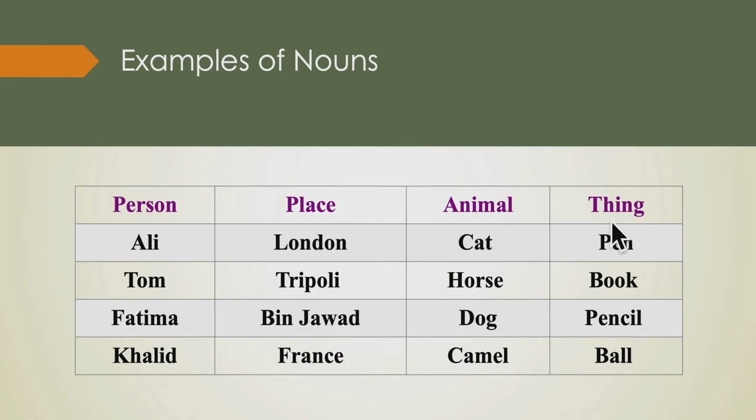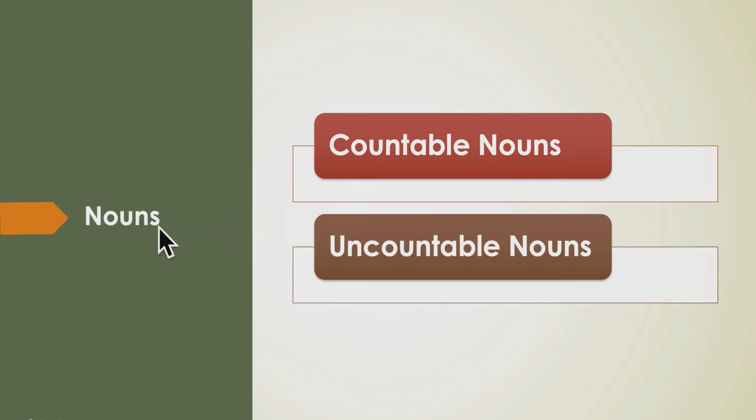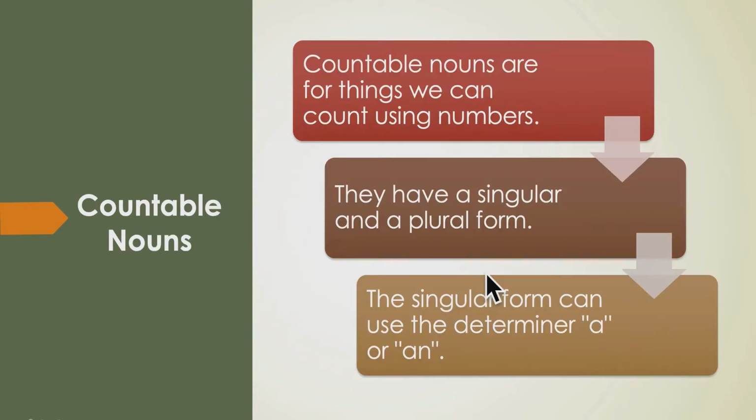We move on to the next. We have types of nouns. Nouns can be divided into two parts: countable nouns and uncountable nouns. Now, what are countable nouns? Countable nouns are for things we can count using numbers. We can count using numbers like 1 book, 2 books, 3 books, 5 books, like this.